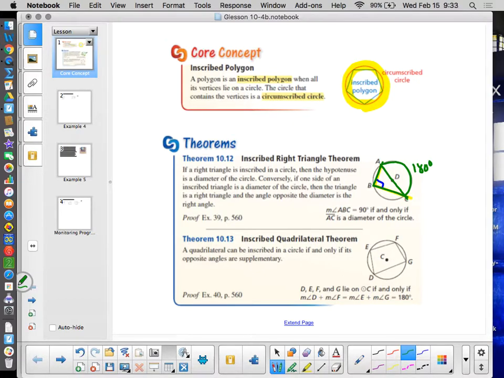So if I know this is a diameter, I know this is an inscribed angle, it doesn't matter where the vertex, where B is here, anywhere along the edge here, it must be a 90-degree angle because it's intercepting a 180-degree arc.